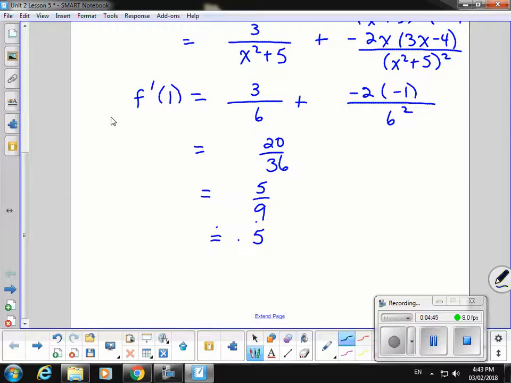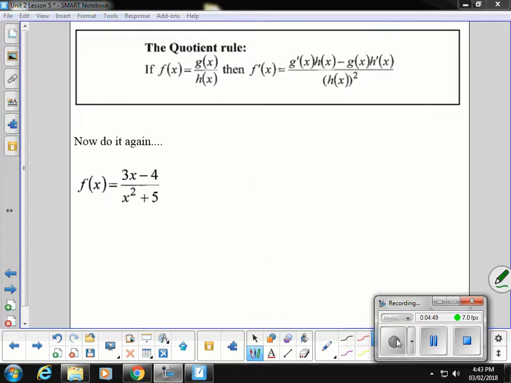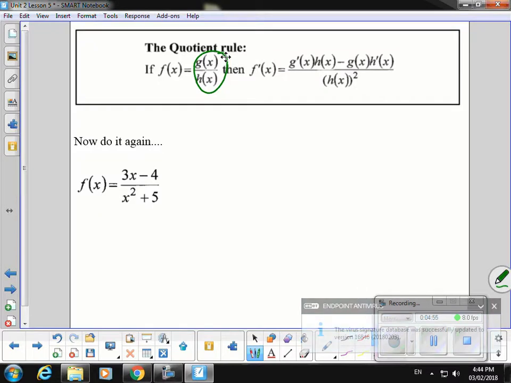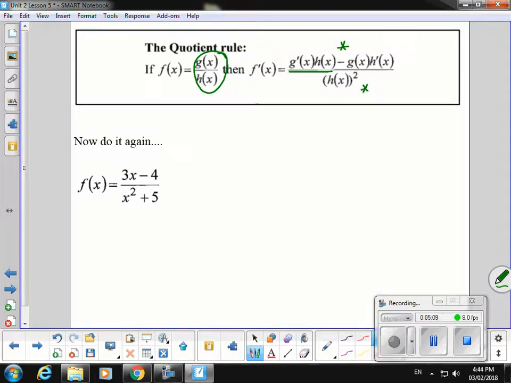I'm going to give you the quotient rule. If you have a function that looks like a quotient, g of x over h of x, then our derivative is the derivative of the first times the second. Looks familiar. Subtract the first times the derivative of the second, divided by the second squared. So the subtraction is different and the denominator is different.